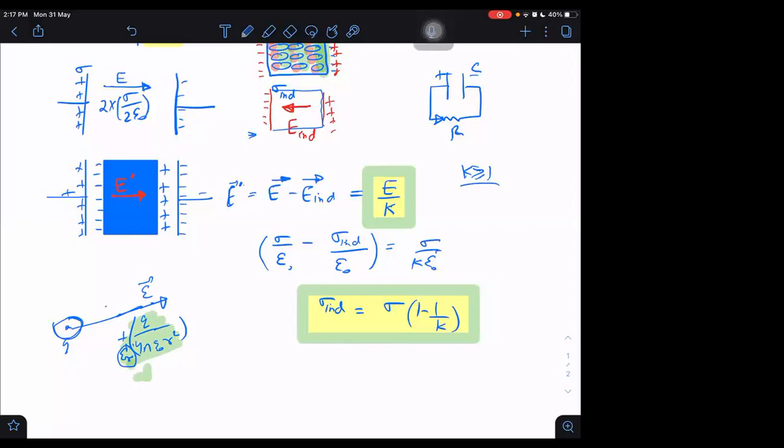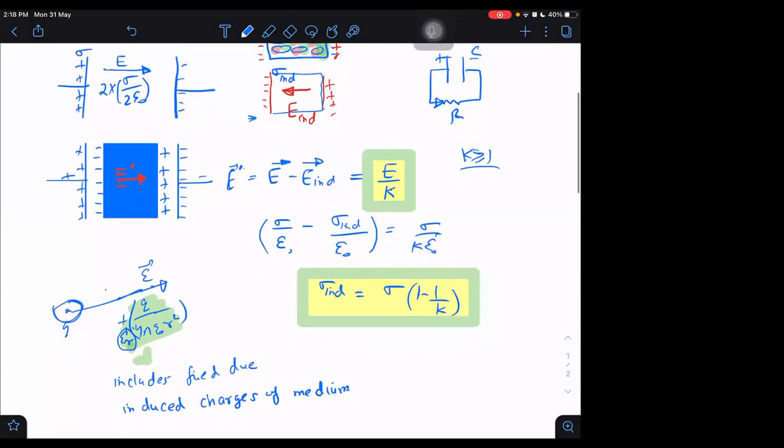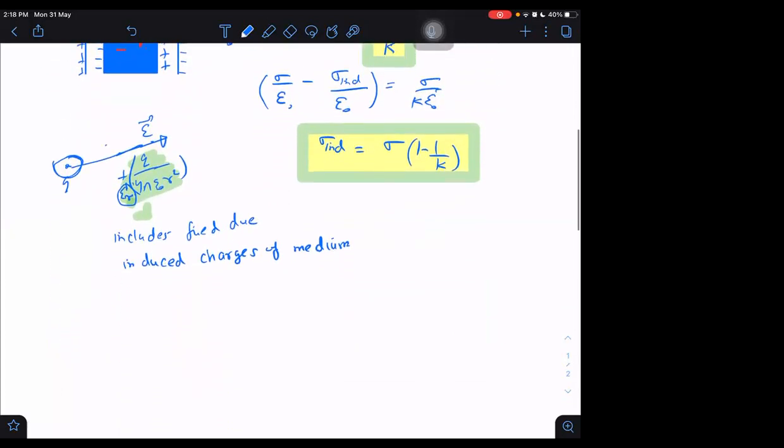It includes the field due to induced charges of the medium. It includes those. Okay. Yes, sir. All right.